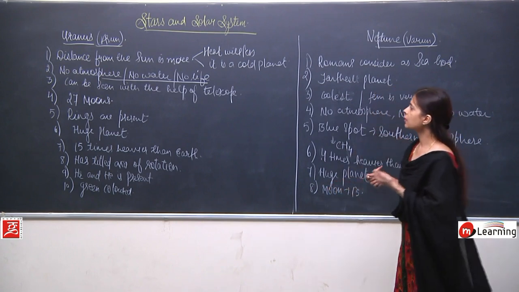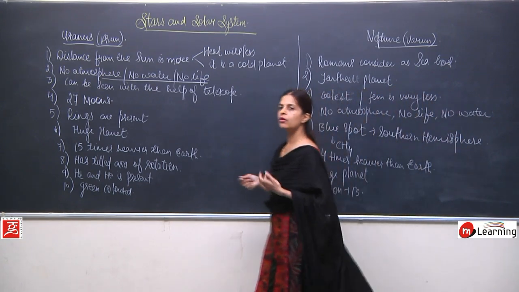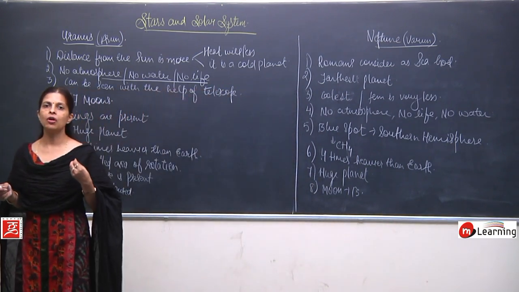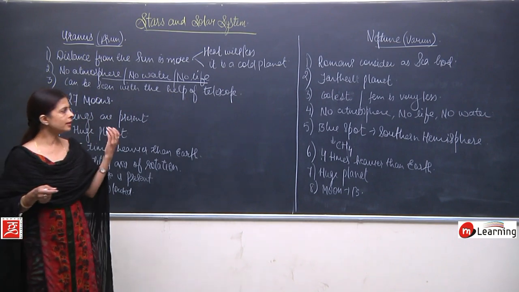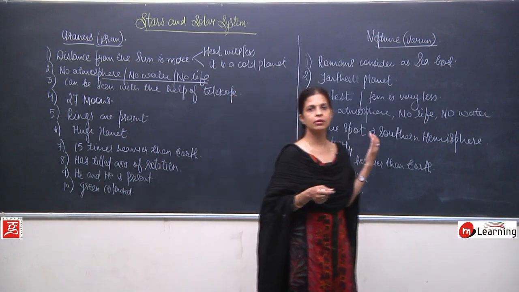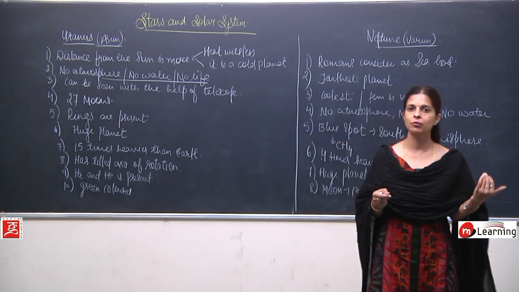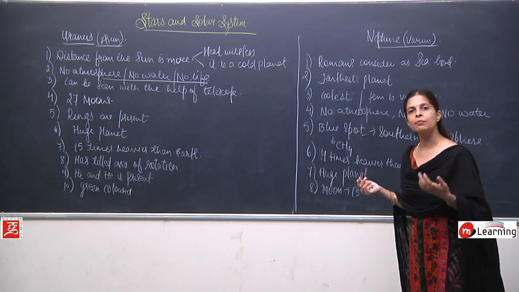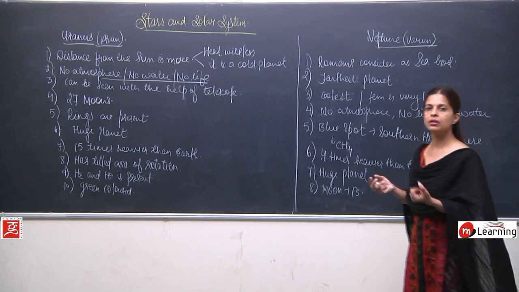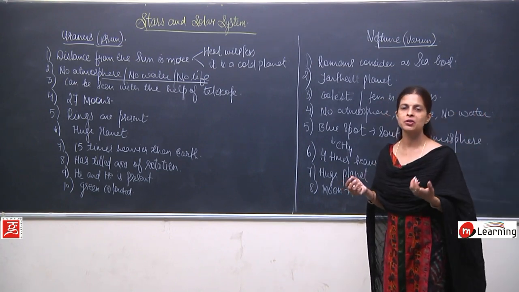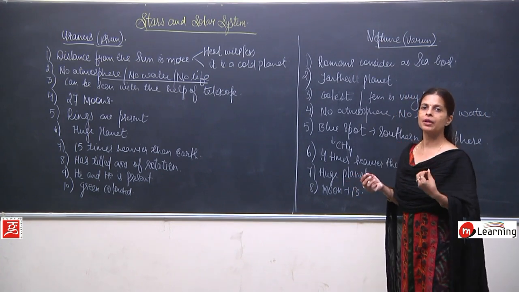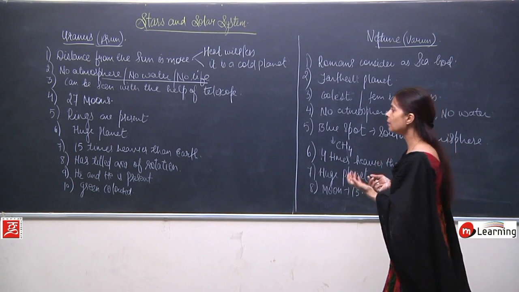Then you can write, this one is very common, that it has no atmosphere, no water, no life. Then you will write about the moon, whether it has a moon or it doesn't. The first few planets do not have moons, they are devoid of moons. And the last few planets have many moons. These last ones are only the huge planets, the bigger, heavier planets.